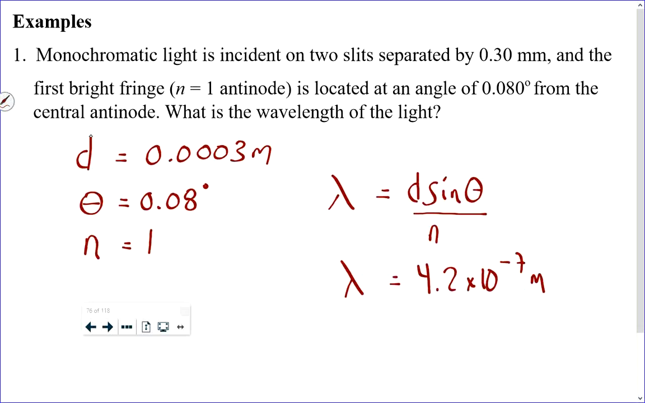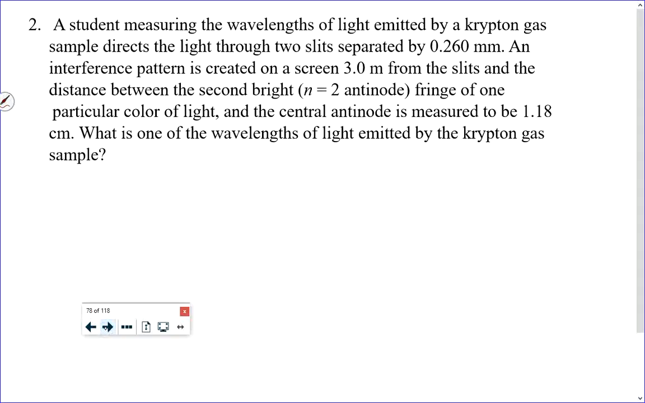All right, let's try number two. A student is measuring the wavelength of light emitted by krypton gas. She directs the light through two slits that are separated by that distance. That means that D equals... We have to work in standard units. I didn't say that, but we should work in standard units.